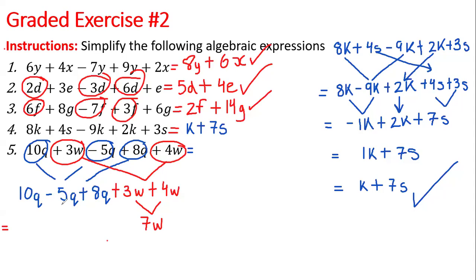10Q minus 5Q is what? 5Q. Very good. 5Q. Plus what? 8Q. Plus 8Q. And it says plus 7W. And what is 5Q plus 8Q? It's going to be 13Q. 13Q. Plus what? 7W. 7W. Class, do we understand this?